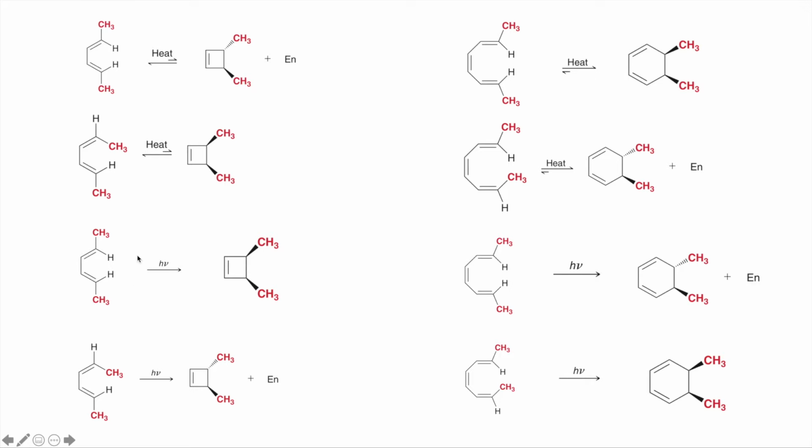But notice in all of these cases, you're starting with a chain that's just a straight chain, and you're ending up with a ring because of the way that the electrons move. These are all electrocyclic reactions.